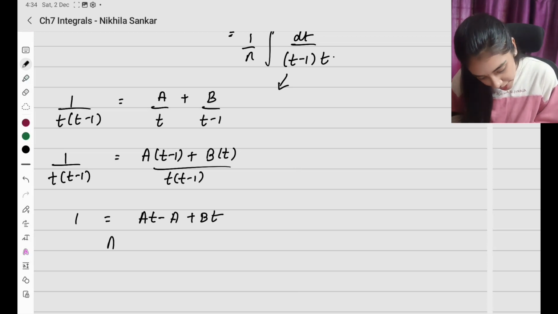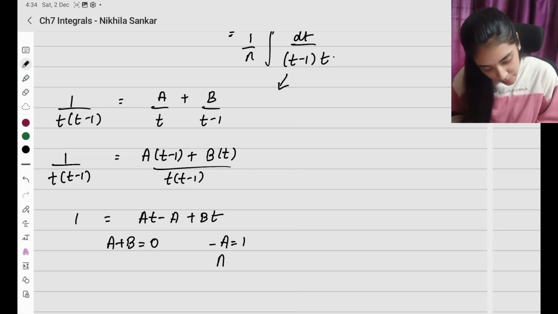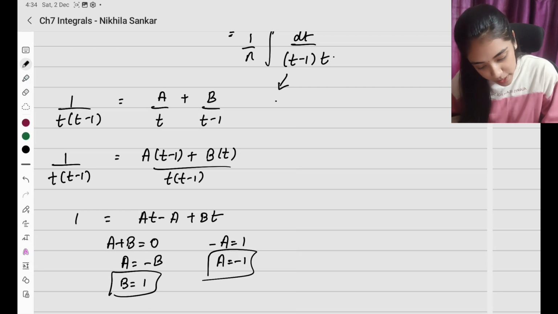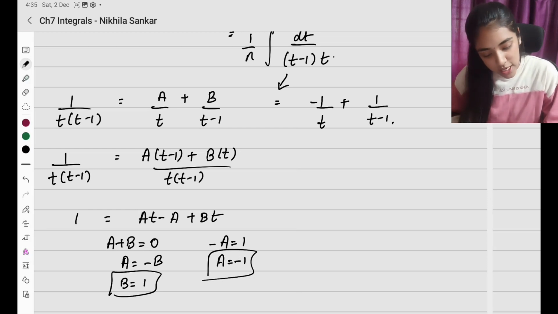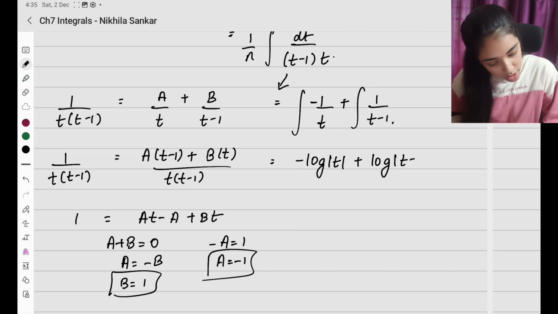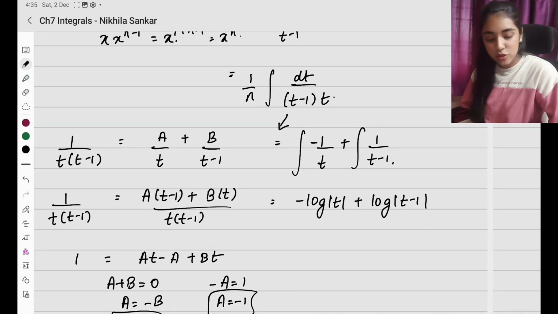So a plus b equals 0, no t. So minus a equals 1, a equals minus 1, a equals minus b. So b's value is going to be minus of minus a, which is 1. So we know the values of a and b. So when I substitute, I have a divided by t plus b divided by t minus 1. A is minus 1 plus b is going to be 1 divided by t minus 1. So when I take the integral, this is going to be minus log mod t plus log mod t minus 1. Here I have changed the variable of integration.